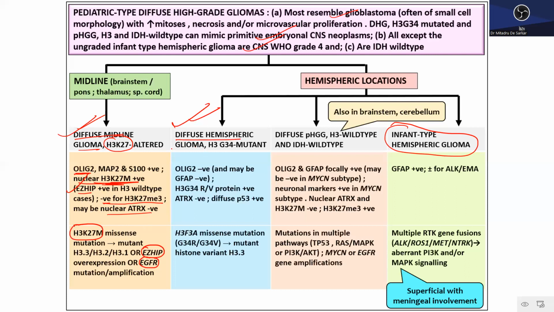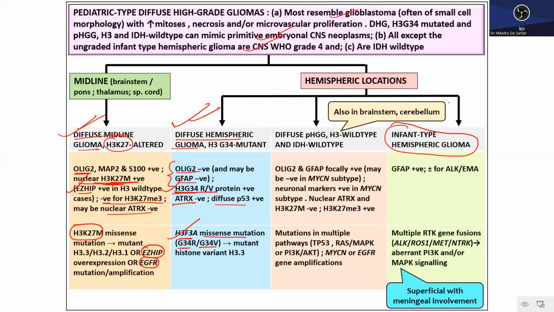In the case of diffuse hemispheric gliomas, this can be negative for both the glial markers of OLIG2 and the GFAP. This will be positive for the mutant proteins H3G34R and V. This will be negative for ATRX, and they will show diffuse P53 positivity. And obviously, the genetic abnormality is because of a missense mutation in the H3F3A gene, resulting in generation of mutant protein G34R or G34V.